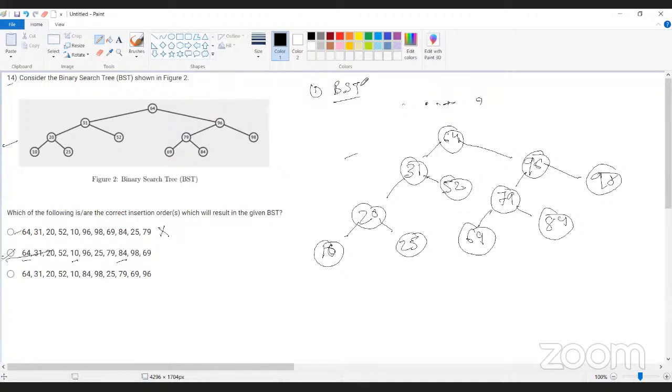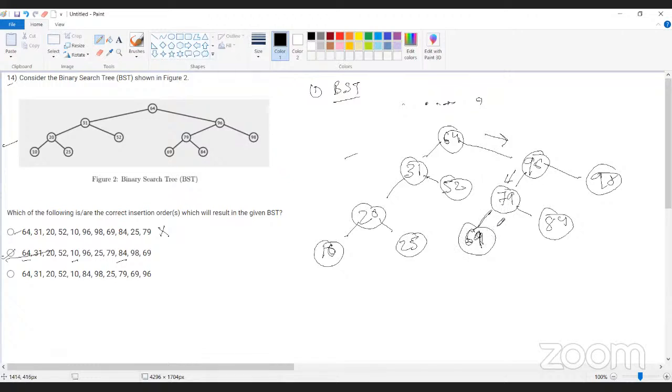When we put 69 here, when it is greater than this and less than the intermediate values, what is the rule to fix it? When you insert 69, it's greater than 64, right? Then move to the right. It is less than 96, right? So it moves to the left. It is less than 79. So it moves to the left of 79, like this.